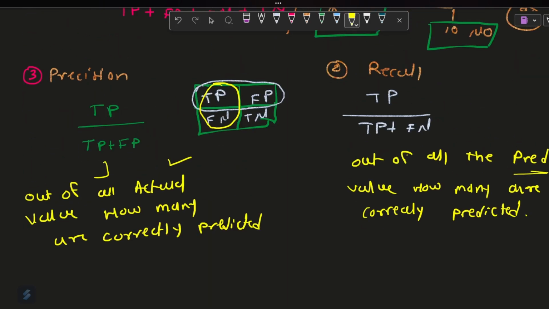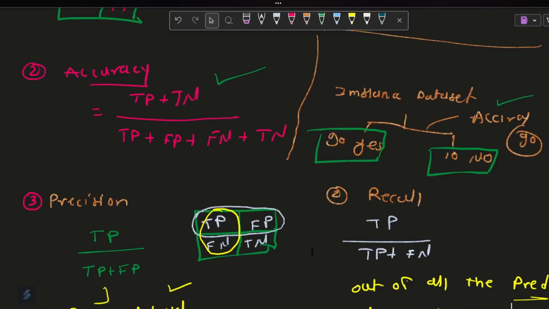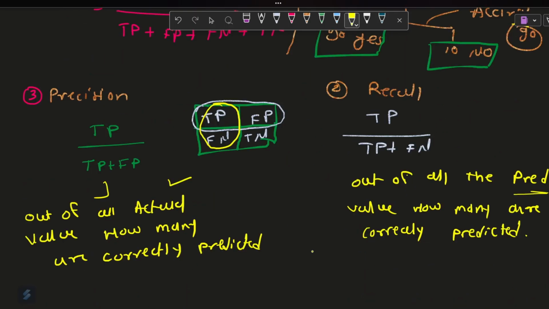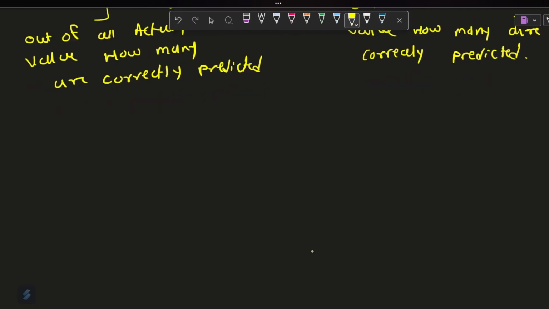Basically, in an imbalanced data set, you can't use accuracy, because the model does not predict in the right way. So in that case, we use precision and recall. But the problem is when to use precision and when to use recall. That is the question. So let's understand the use cases.